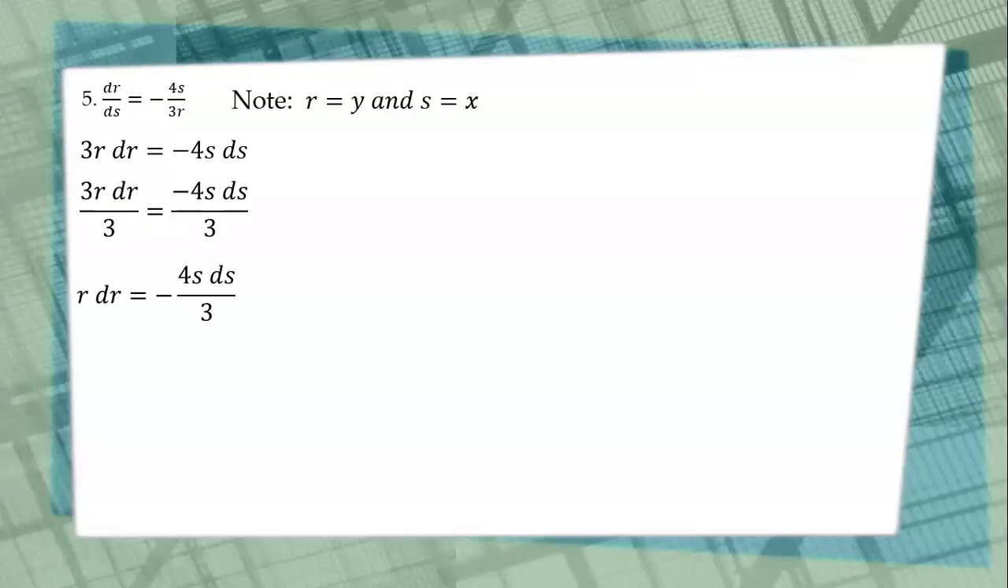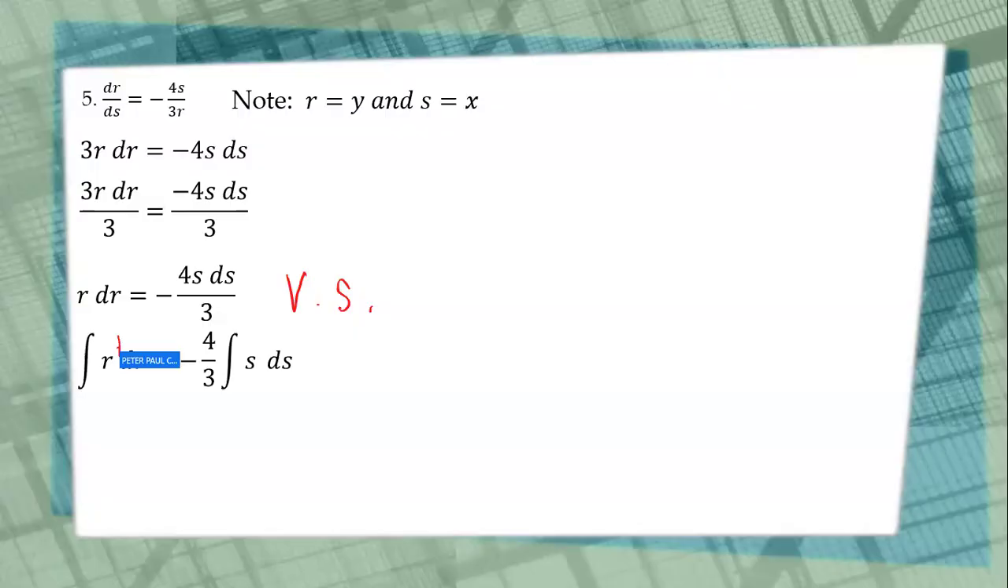Then, I think this is variable separable already. So this is a vs. s. Declaring a variable separable means that you can now integrate both sides. So we have the integral of r dr, and then, using the constant multiple theorem, the constant is negative 4/3, the integral of s ds. Then of course, we know the rule.